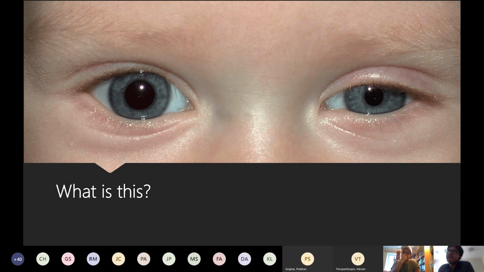What one other finding could you expect on examination now, given the most likely diagnosis? You can't see it on this picture, but what one other finding would you look for? Anhidrosis, absolutely. Need to go for a run.